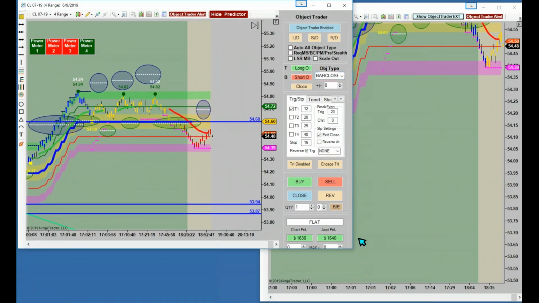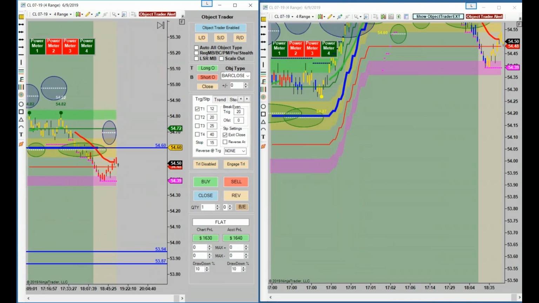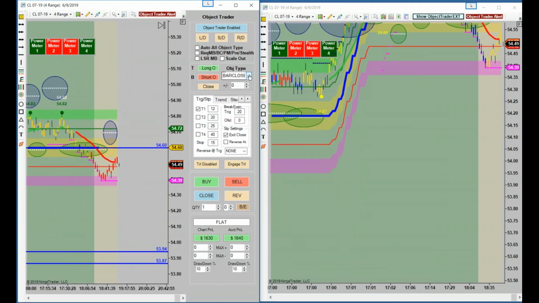If this is over here, you'll be able to see it because it's going on over on a different monitor on me. I'll show you the different trades it'll take. It'll take a region trade, a bar close trade, lightning 1 and 2, predictors, ray trades, sniper trades, stealth trades, time trades, and wedge trades.